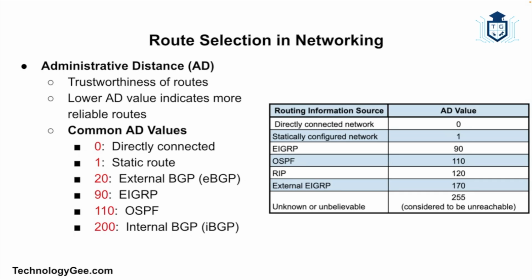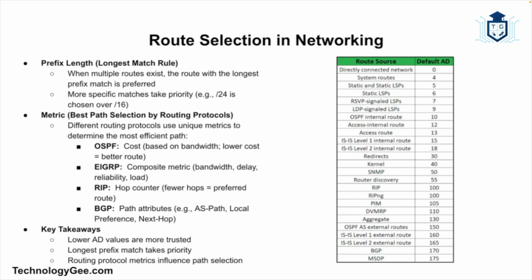Some of the common AD values are as follows. Directly connected, you'll see the value 0. Static route, 1. External BGP, 20. EIGRP, 90. OSPF, 110. And internal BGP, 200. Then next we have the prefix length. When multiple routes exist for a destination, the router prioritizes the one with the longest matching prefix length, which is the most specific match.